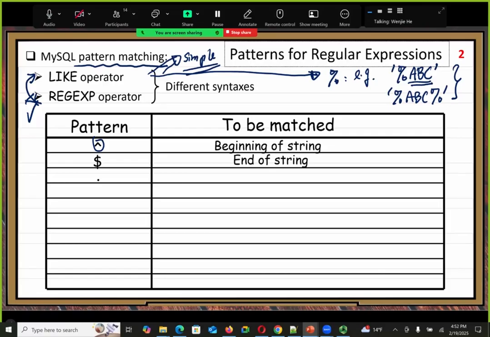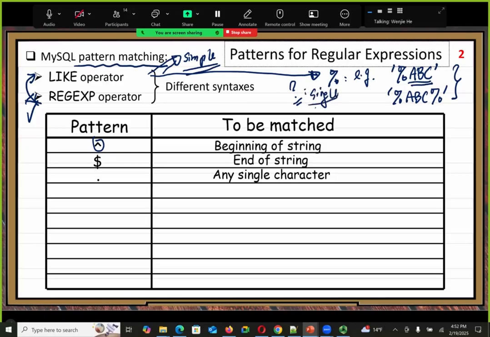That's simple. Then the dot has a special meaning: one dot represents any single character. That's a special meaning in regular expression. If it's not regular expression, then you don't have that meaning. Because in the LIKE operator, for a single character, you use the question mark.